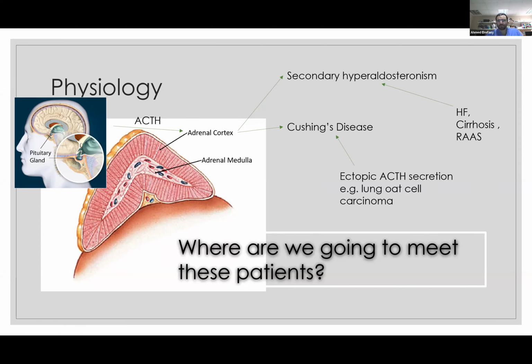And again, the same question, where are we going to meet them? They're either coming to your pre-assessment clinic for the operation to remove the source of the hormonal problem, or they are coming to us to have another surgery not related to the endocrine problem at all.